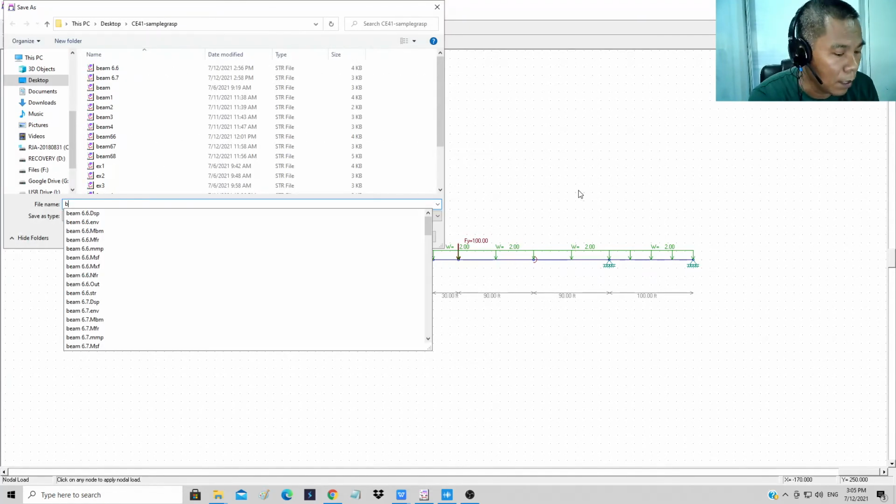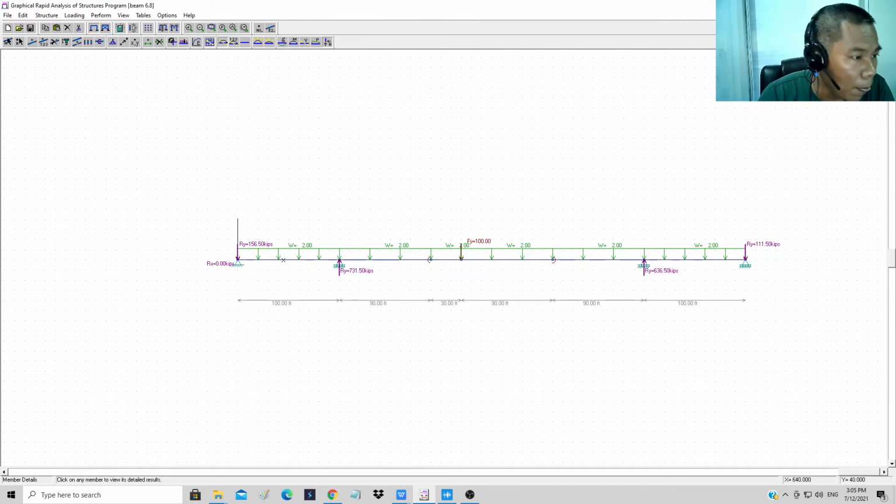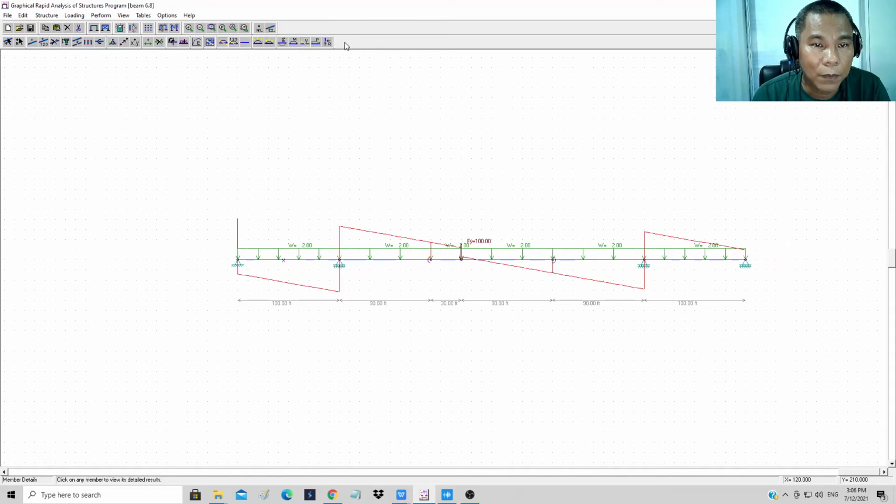Then after that, we can save our work. This is example 6.8 of Nelson and McCormack. So that's 6.8. Then I can run the analysis and look for the reactions. The reactions in this case should be the same as in our example: 156.5 downward, 731.5 upward, 636.5 upward, and 111.5 downward. So we have the same results, and expectedly for the shear they should have the same result.